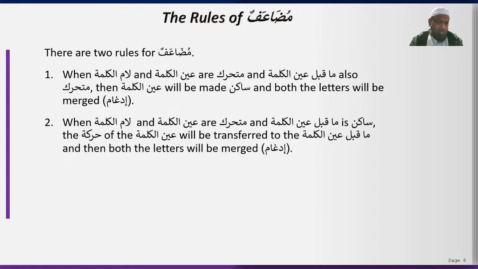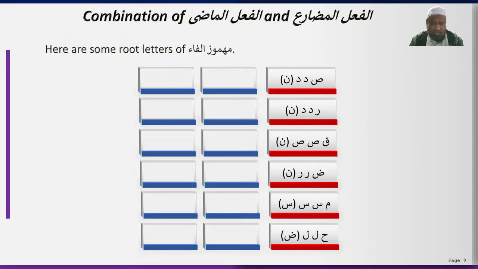Okay, so let's go through the rule again. Number one: when لام الكلمة and عين الكلمة are متحرك and ما قبل عين الكلمة is also متحرك, the عين الكلمة will be made ساكن and both the letters will be merged. Number two: when لام الكلمة and عين الكلمة are متحرك and ما قبل عين الكلمة is ساكن, the حركة of the عين الكلمة will be transferred to ما قبل عين الكلمة and then both the letters will be merged. When we apply the rules in the sigas, it will be more clear inshallah.